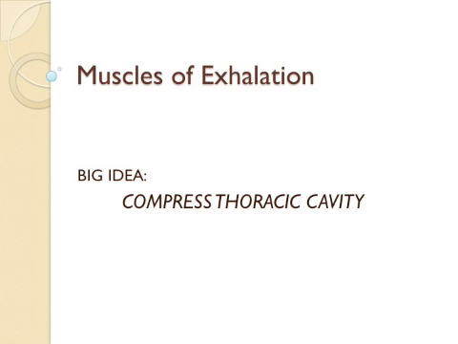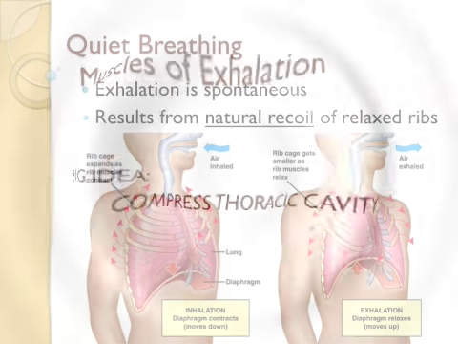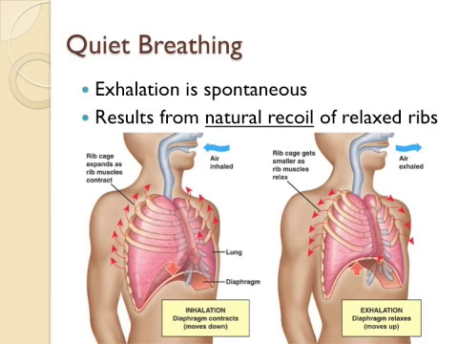How do we decrease the volume of the thorax? We will discuss two ways: quiet breathing and forced exhalation. During quiet breathing, muscular effort was required to inhale and to expand the rib cage. Remember that it was the costal cartilage that gave some flexibility to the rib cage. The muscles of inhalation all have to work hard to expand the thorax.